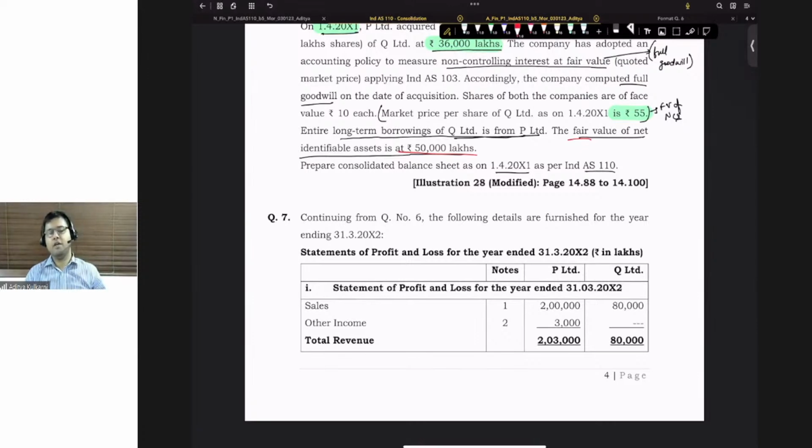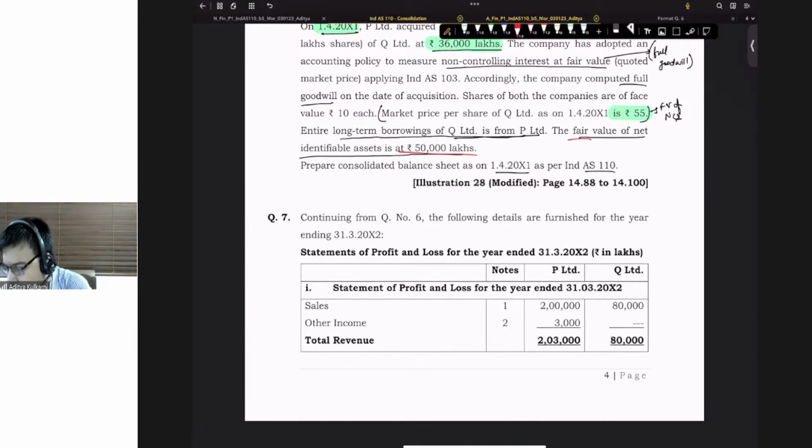So therefore, even if we did not consider this 50,000, we got the same answer, because what we are distributing is the net assets only between the parent as well as the NCI. So that is why we already divided that 50,000. So therefore, this 50 can be used in the business combination 6-step model. Okay, so that takes care of that.